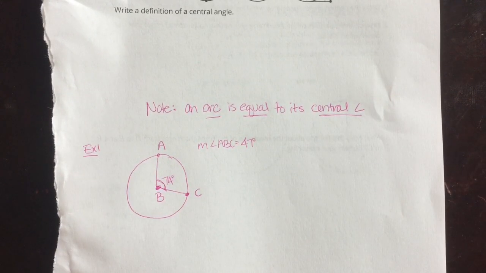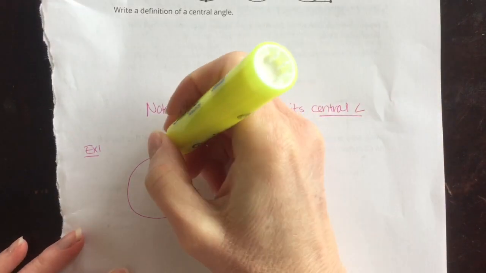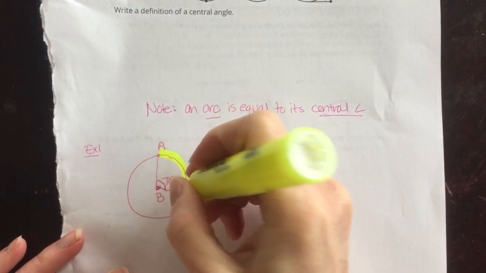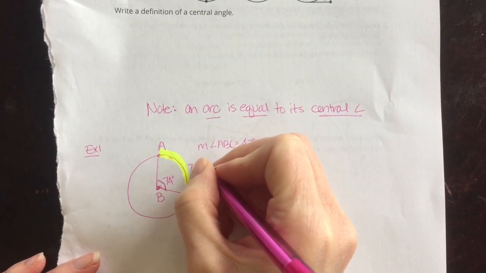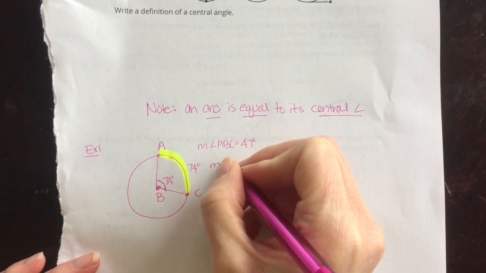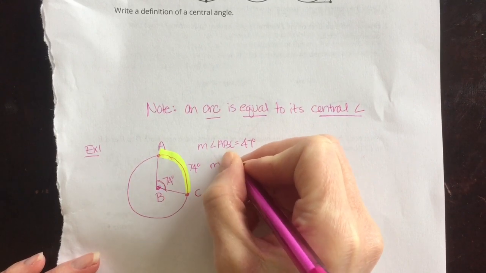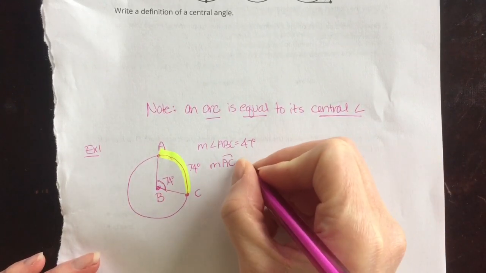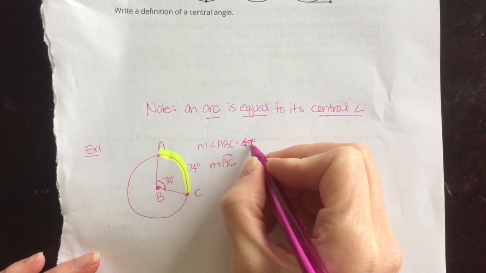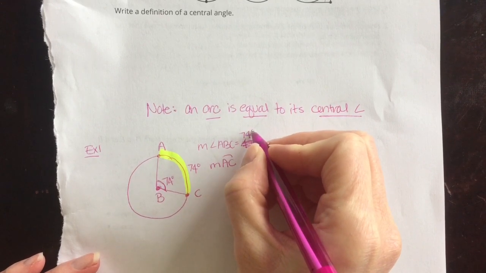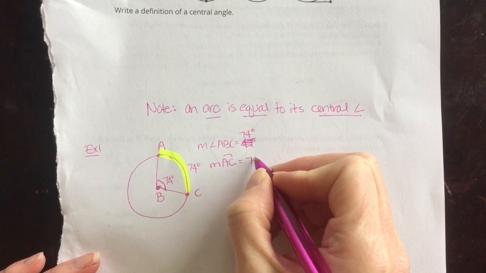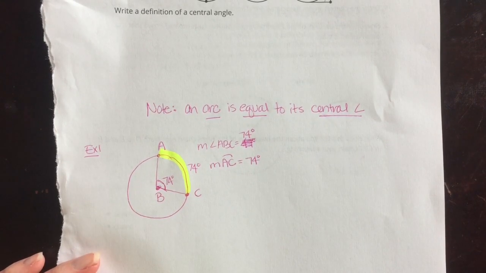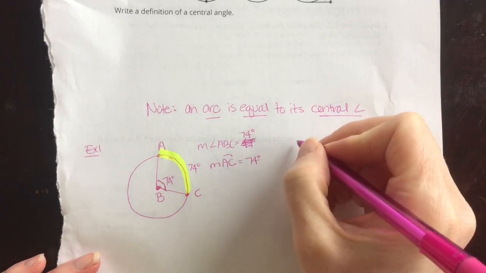But I also know, because it's the central angle for arc AC, that arc AC is 74 degrees. So we could say the measure of arc AC, we write AC with an arc symbol. Oh, sorry, did I say 47? That's a 74. That's funny. We say that arc AC is also equal to 74 degrees. So let's take another example.